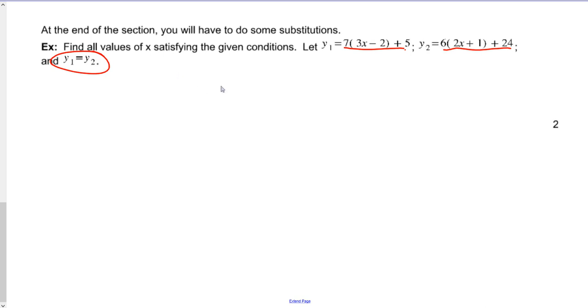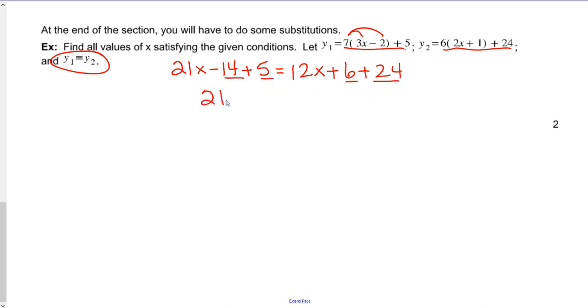So I'm just going to go ahead and distribute at the same time, if that's okay, to save a step. 21x minus 14 plus the 5 has to equal, distribute your 6, gives me a 12x plus 6 when I multiply each, plus 24. And then I'm going to combine like terms. So let's go 21x, negative 14 plus 5 is a negative 9. Rewrite your 12x, and 6 plus 24 is a 30.